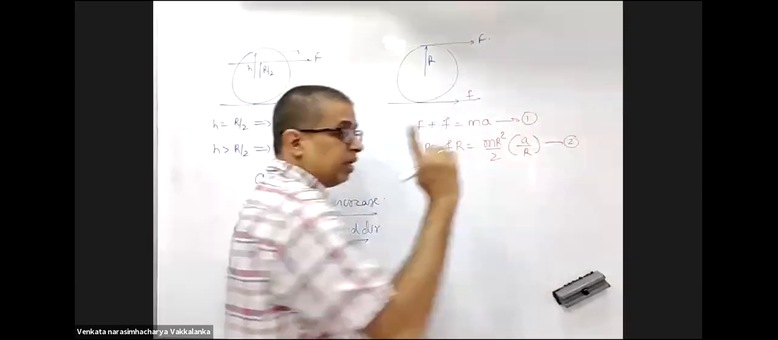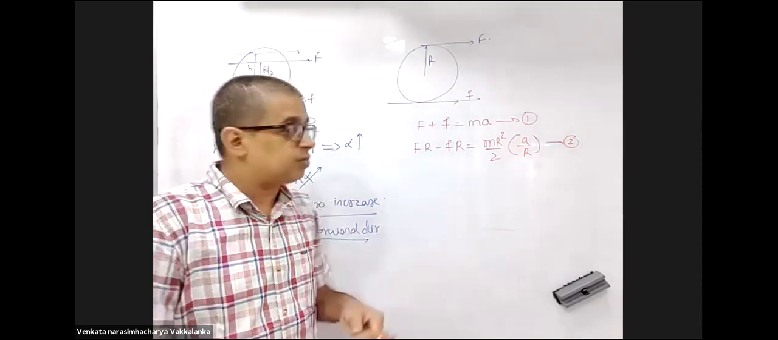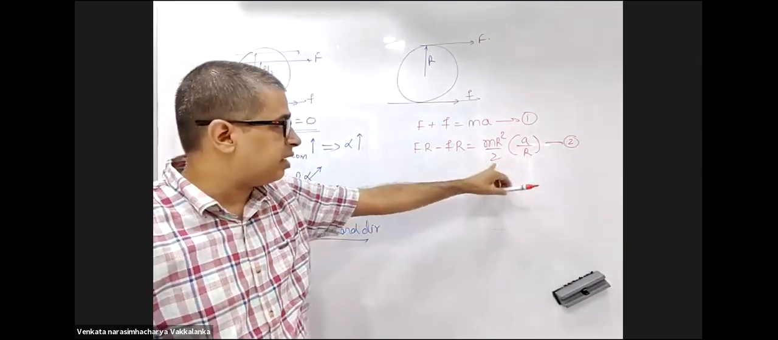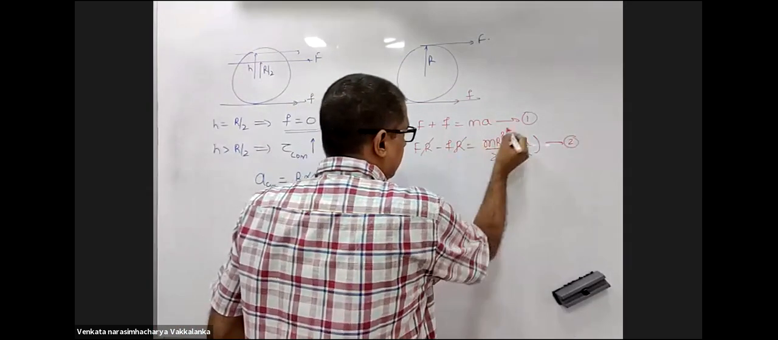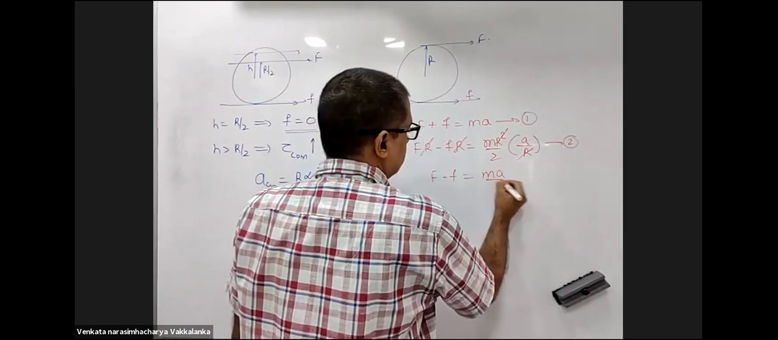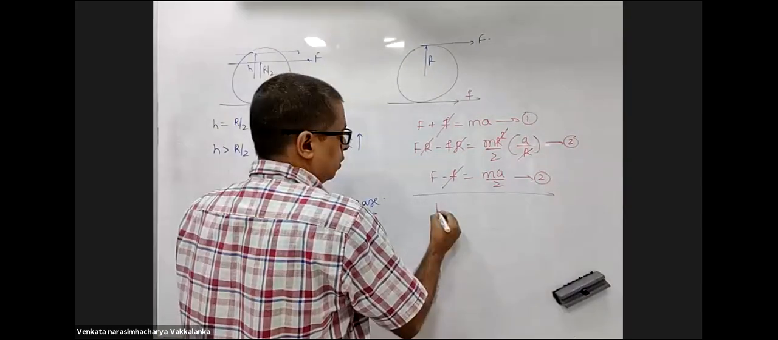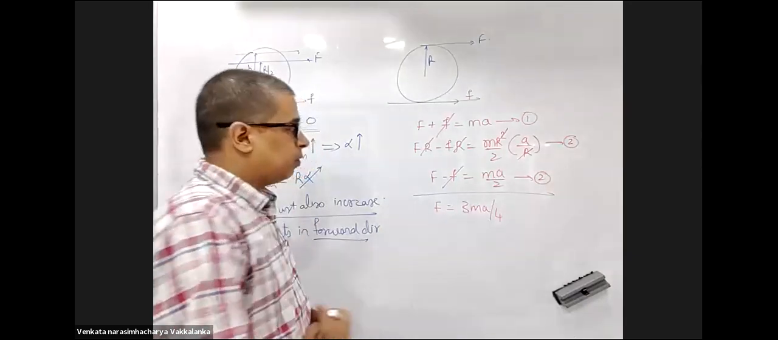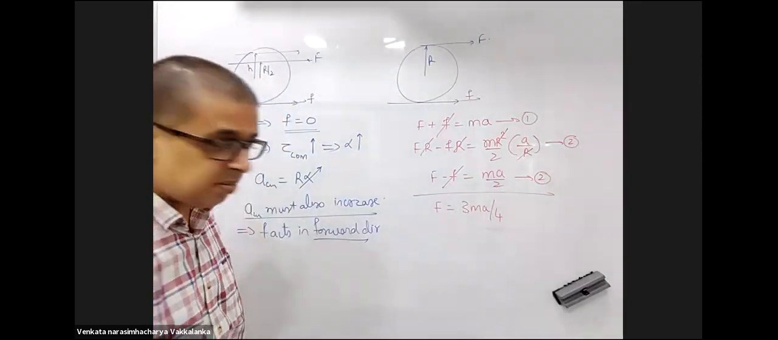I have done more than one thing in this equation. Torque about center of mass: F into R is clockwise, friction into R is anti-clockwise. Equate it to I into alpha. F minus f is MA by 2. Adding the two equations, 2F is 3MA by 2, so F is 3MA by 4.